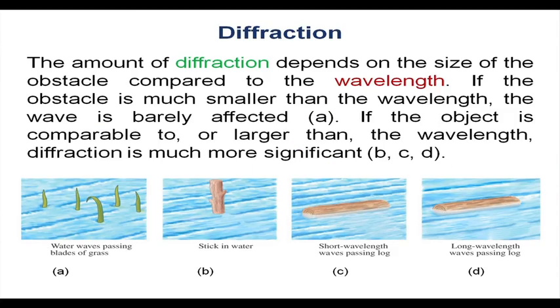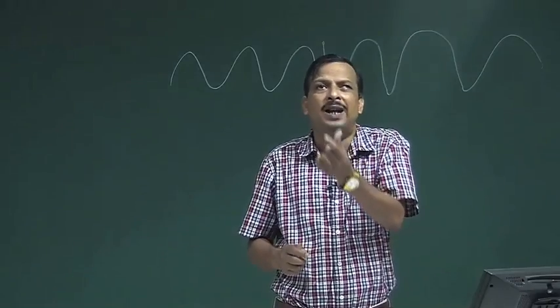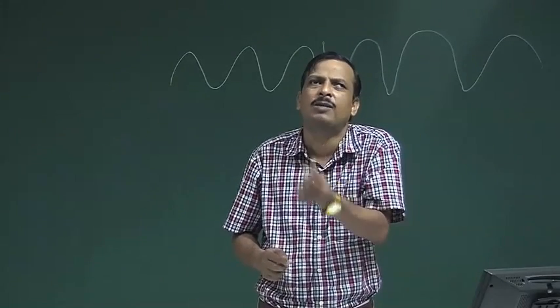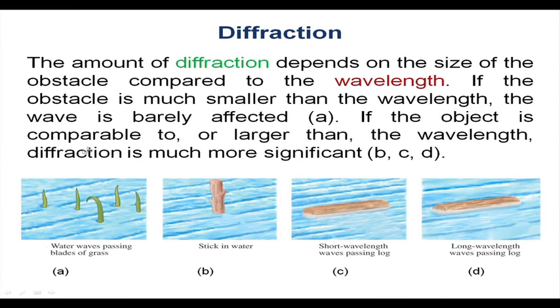So how does diffraction depend? Diffraction depends on the size of the obstacle. If the size of the obstacle compared to the wavelength is very small or negligible, then there is no diffraction. In picture A there is no diffraction at all, because the length of the obstacle is very small compared to the wavelength of the wave. That is why diffraction does not happen. Now, if the length of the obstacle is larger, then the diffraction will be larger. That is called sound diffraction.